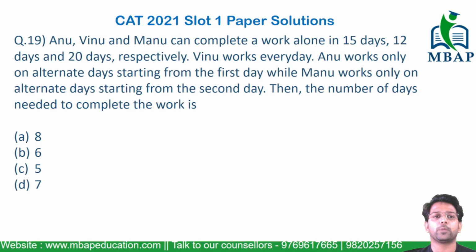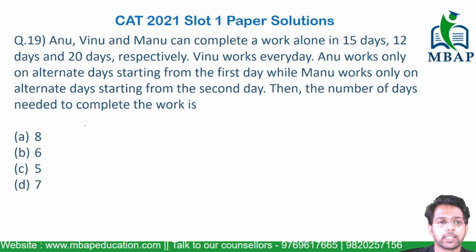Now let's take an easy question. Question number 19 of CAT 2021 slot. The question is from Time and Work. The question says Anu, Vinu and Manu can complete a work alone in 15 days, 12 days and 20 days respectively. Vinu works every day. Anu works only on the alternate days starting from first. So first, third, fifth, Anu and Vinu are working. Manu is working on the alternate days starting from second. So second, fourth, sixth, eighth, Vinu is working along with Manu. The question is, how many days will it take to complete the work?